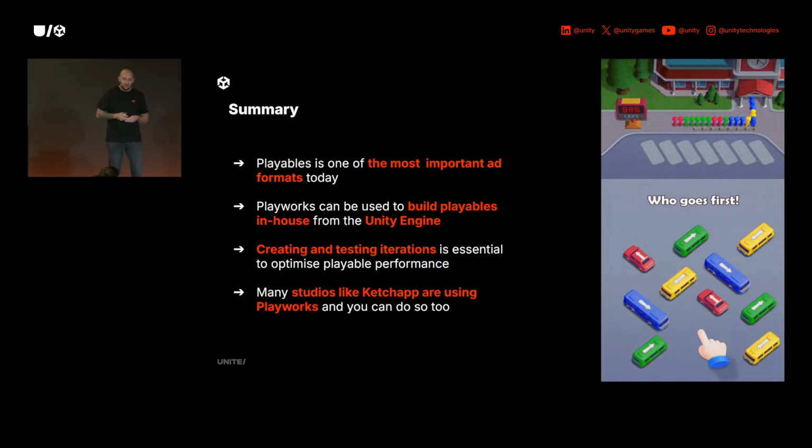Playworks can help you build playables in-house, so you have your own creative control when building, and that can be done directly from the Unity engine. And then creating and testing iterations is essential for playable optimization, as we've seen with the examples. And many studios are already doing this. We have seen the example of Ketchup, but we are working with more than 100 studios across the globe with building playables.